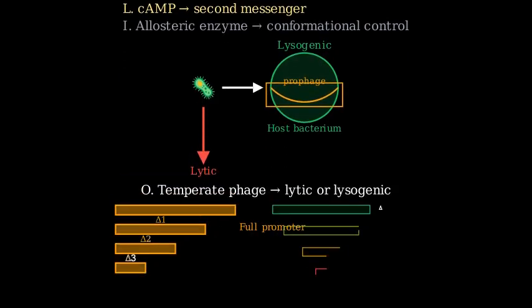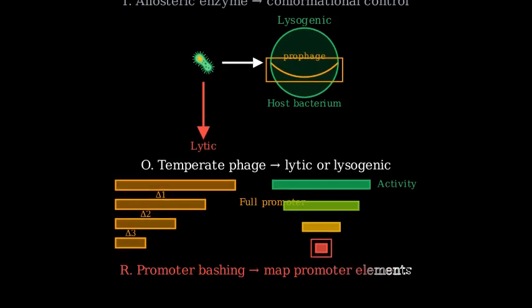R promoter bashing is a technique to find important promoter elements by deleting chunks and measuring activity. R promoter bashing, sequential deletions to map functional DNA.